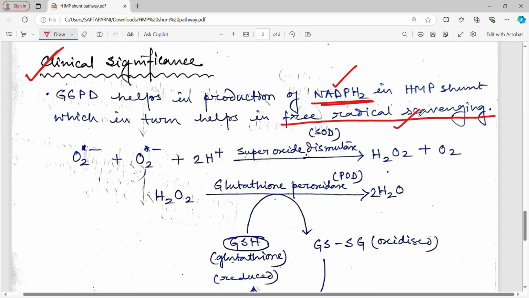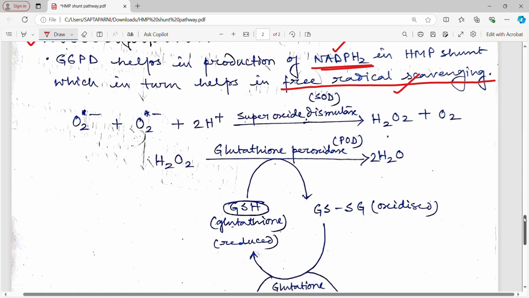Now what is this free radical scavenging? Let's understand. In our cells, when oxygen is in ample amount, the oxygen gets converted into superoxide anions. Whenever superoxide anions are formed, they perform a chain reaction and form other free radicals. Superoxide anions are themselves free radicals, and in the subsequent chain reaction, they form other free radicals which are very harmful for our cells. With the help of superoxide dismutase or SOD, the superoxide anions form H2O2 or hydrogen peroxide, which is also a free radical and very harmful for our cell.